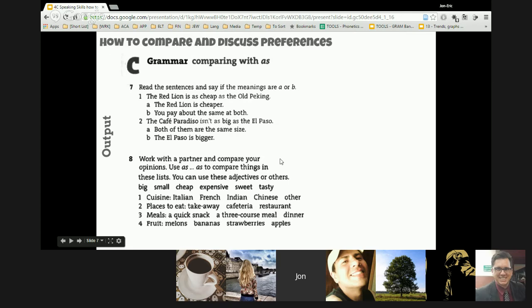Let's get a little practice with the as form. Work with a partner and compare your opinions. Use as to compare things. You can also use just as, like I showed you earlier. You can use both forms. You can use these adjectives or others: big, small, cheap, expensive, sweet, and tasty. So you've got cuisine, places to eat, meals, fruit, and different keywords that you can use to make your comparisons.